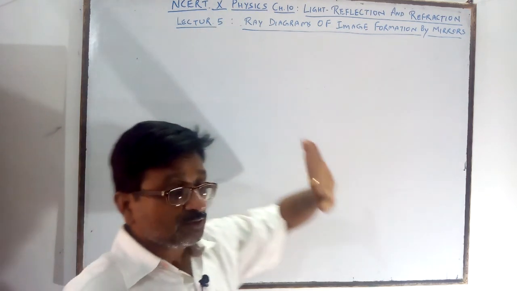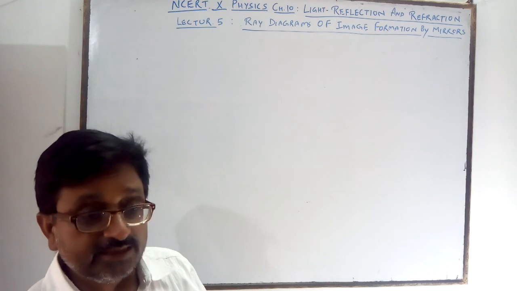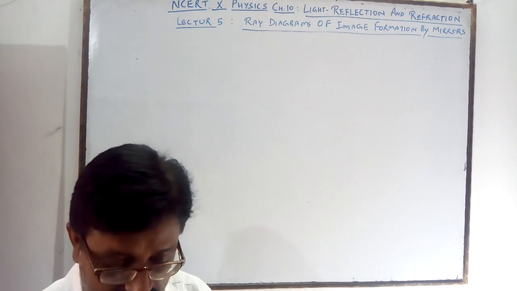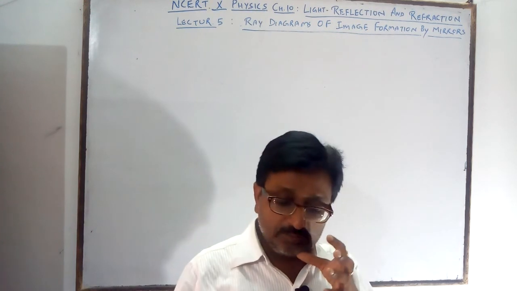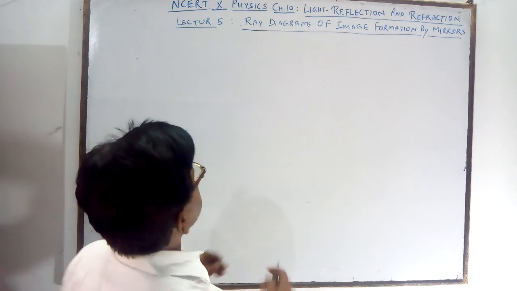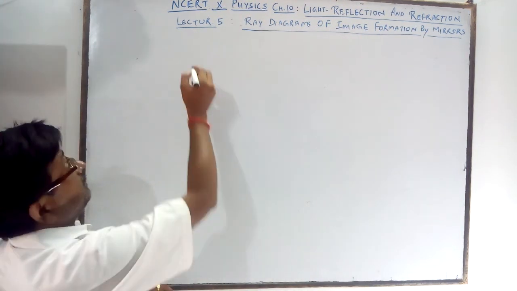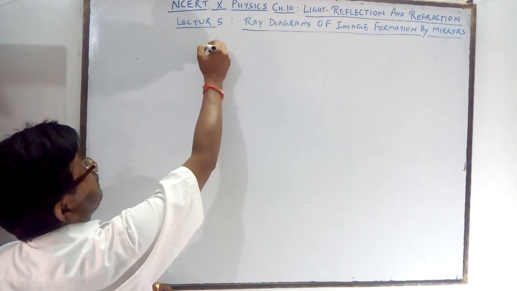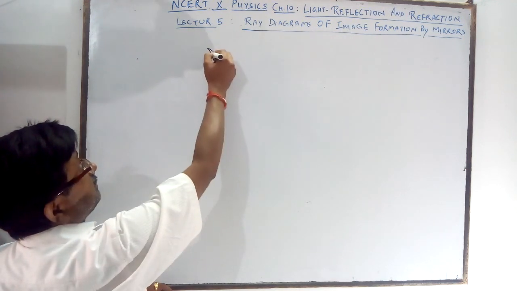Now we will study today the ray diagram of image formation by the concave and convex mirror. Before that, first you should know how many rays you will take for the ray diagram. The rays will be taken in the concave and convex mirror. First we will take the concave mirror.